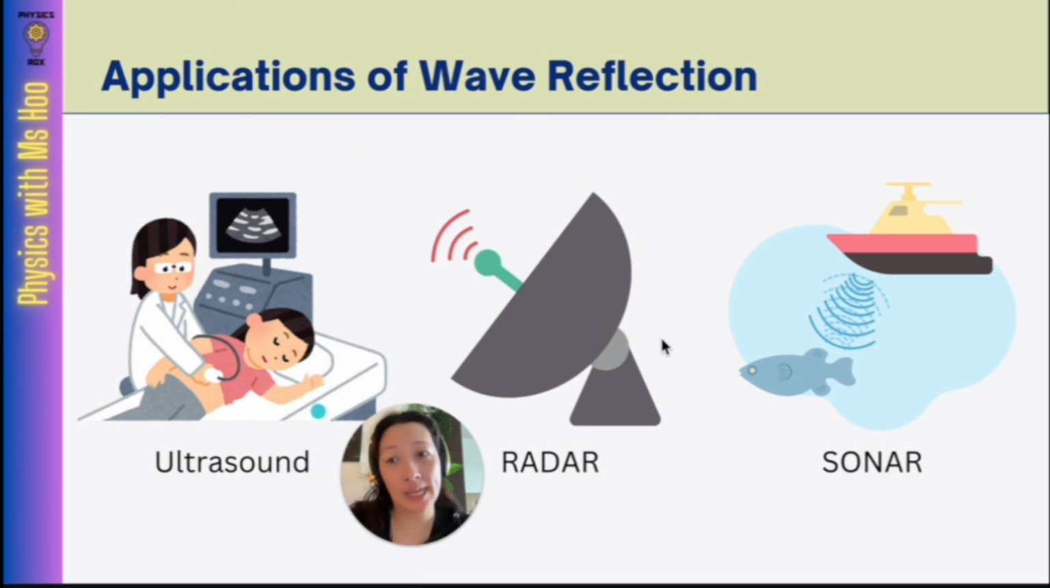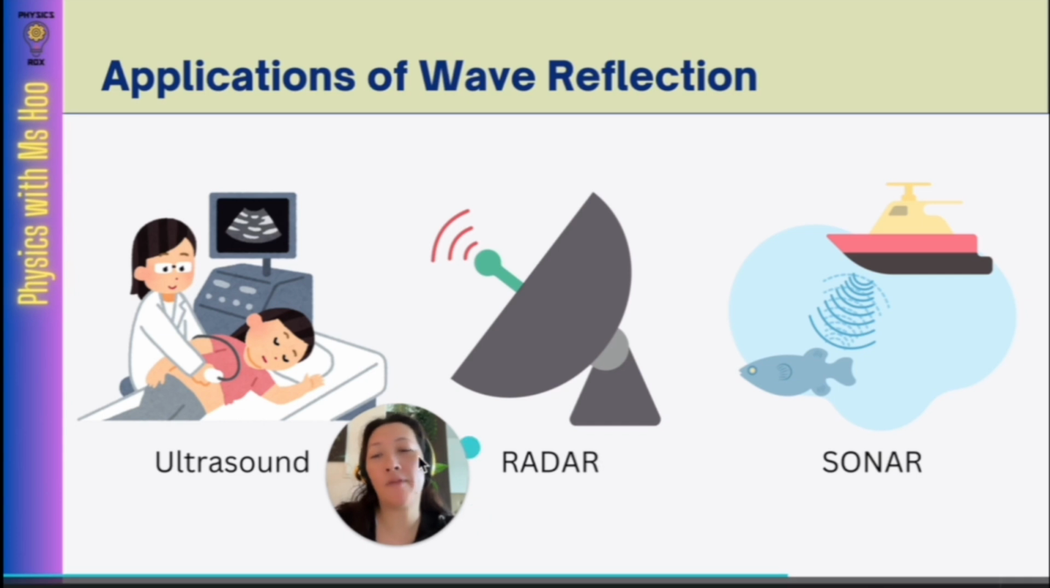However, in all of these cases, the method in which wave reflection is used is the same. Basically, all of these are used to detect an object in terms of the distance it is. That means how far they are from the point of reference.